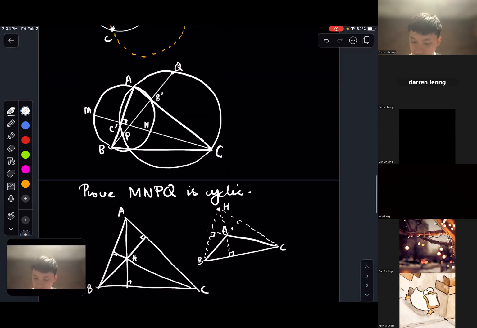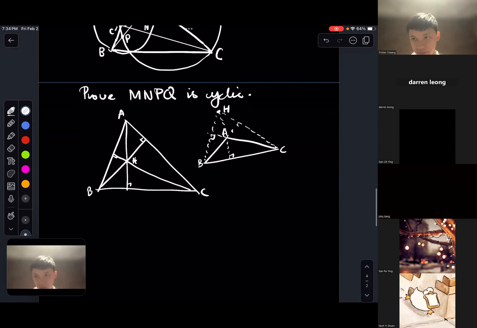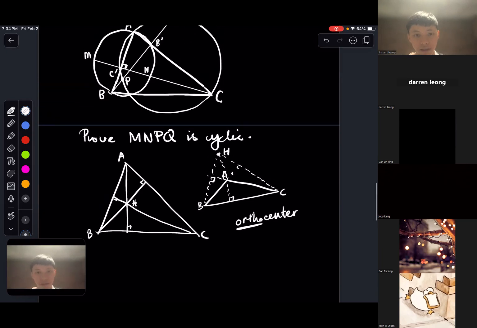So here, why is it called the orthocenter? First of all, because the prefix here, ortho, stands for orthogonal, and orthogonal means forming right angles, right?